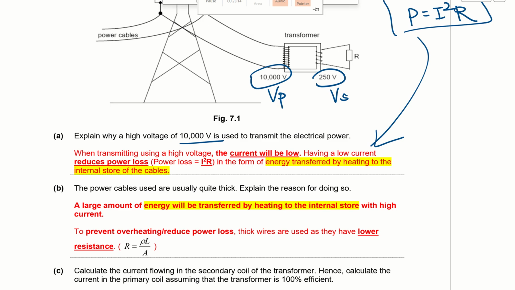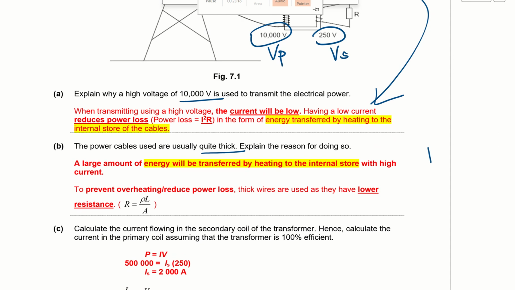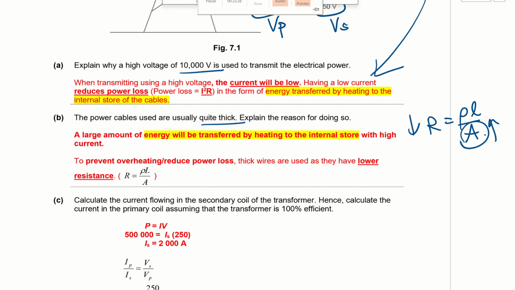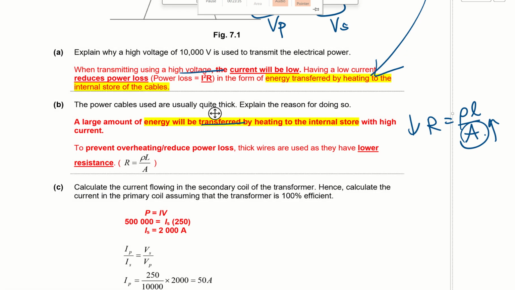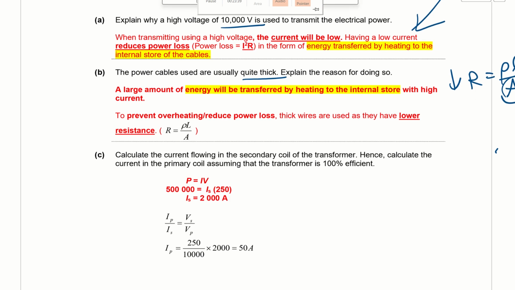So power cables are usually quite thick. Explain the reason for doing so. Okay, because R equals rho L over A. Okay, with a thicker cross-sectional area, the resistance will be lower. Okay, so because the loss of energy will be transferred by heating to the internal store, right? So to prevent overheating, I should have them having as low a resistance as possible.